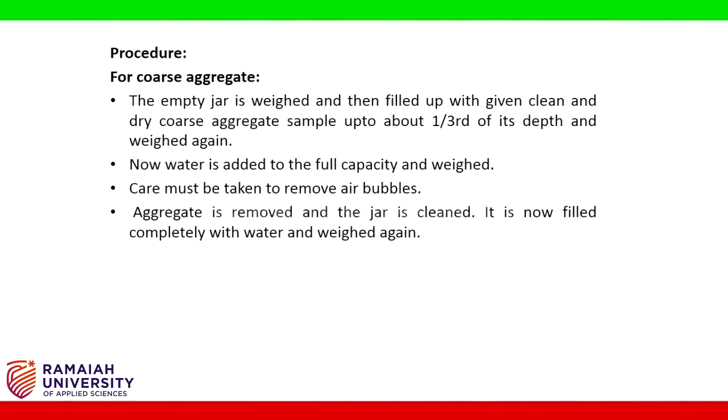Procedure for coarse aggregate: the empty jar is weighed and then filled with clean and dry coarse aggregate sample up to about 1/3 of its depth and weighed again. Now water is added to the full capacity and weighed. Care must be taken to remove air bubbles. The aggregate is removed and the jar is cleaned. It is now filled completely with water and weighed again.